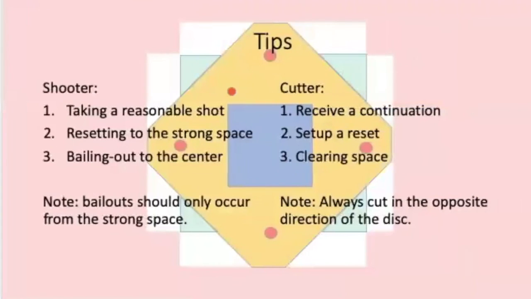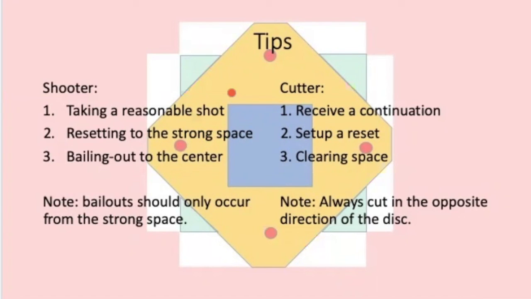Just a couple of final tips on this. As a thrower, essentially, you only want to be considering three options. The first option is you want to be looking to take a reasonable shot if you have the disc, obviously. If there's an open shot and it's not too far and it has decent recoverability, then just take the shot, obviously. That's pretty straightforward. If you don't have a reasonable shot, if it's either blocked or your spacing is poor, then you want to look to reset it to the strong space.